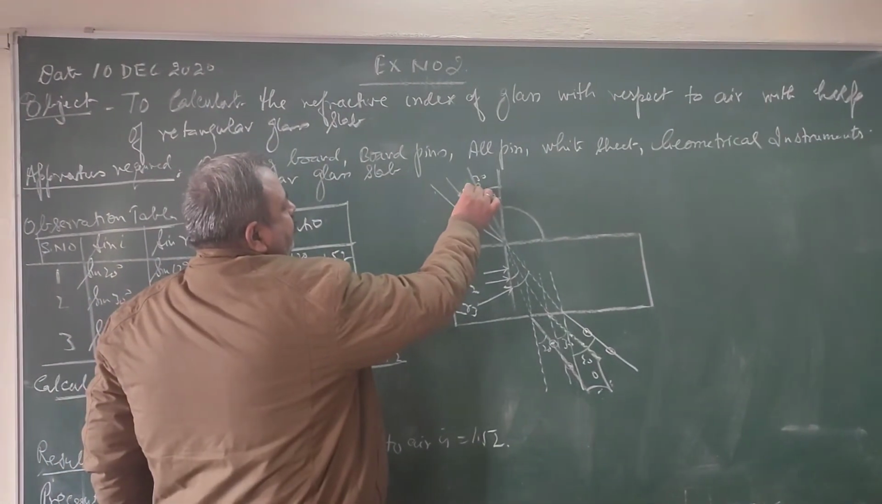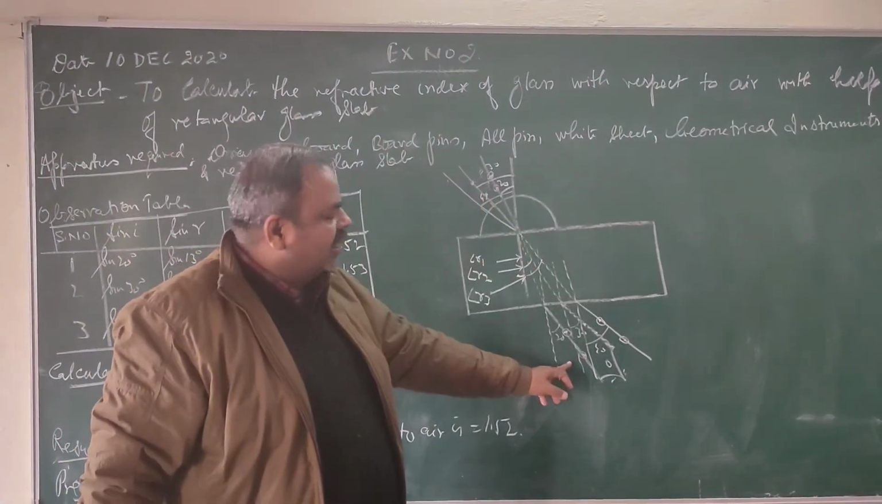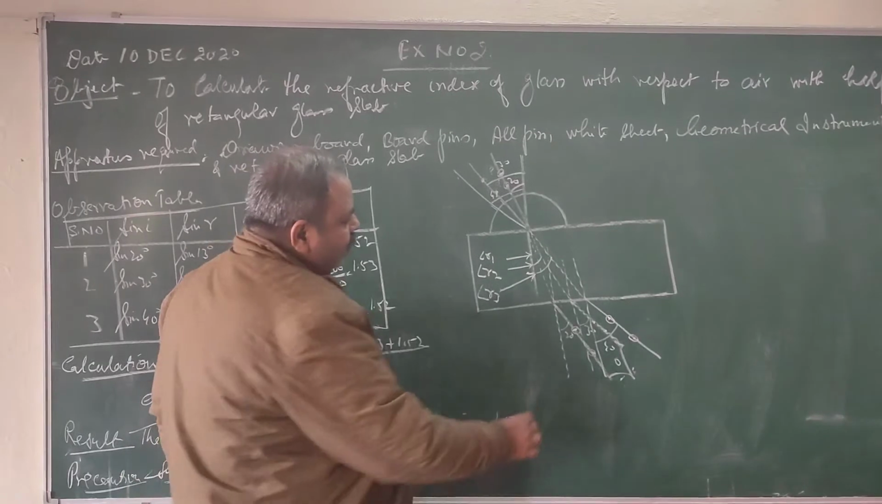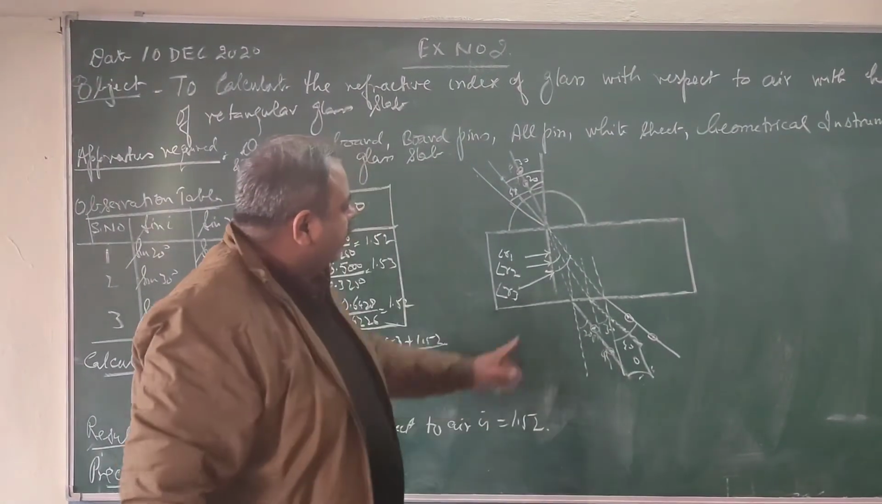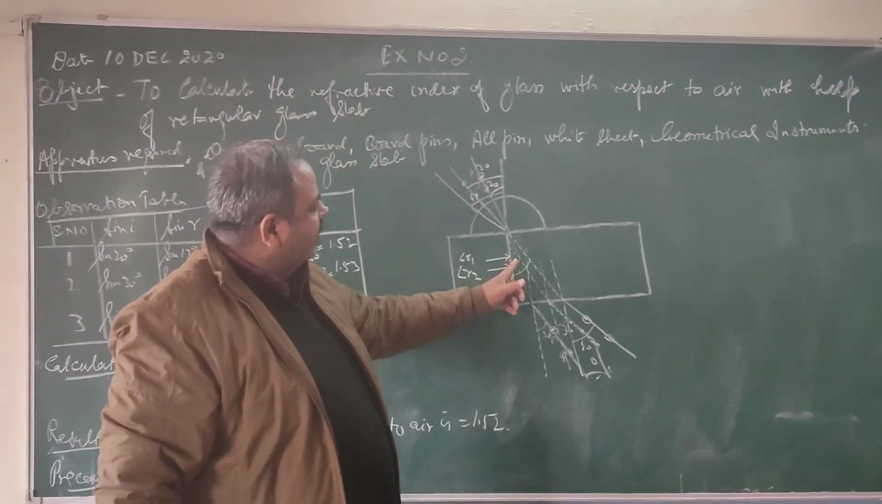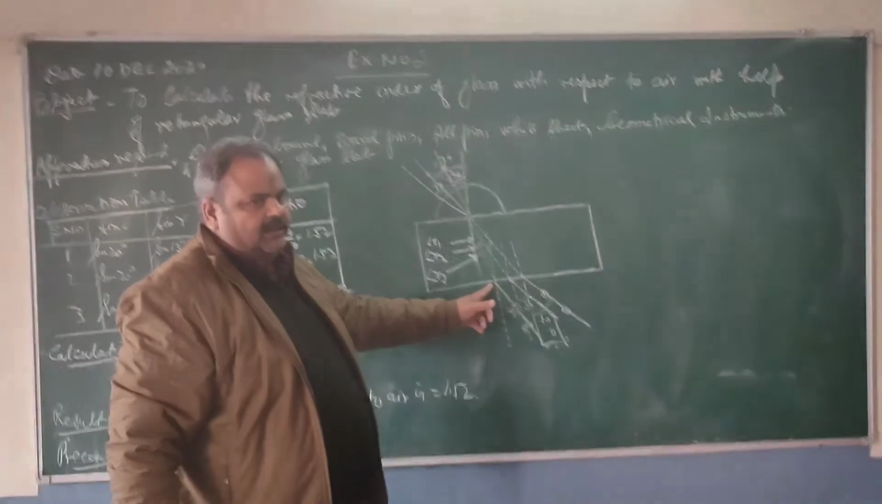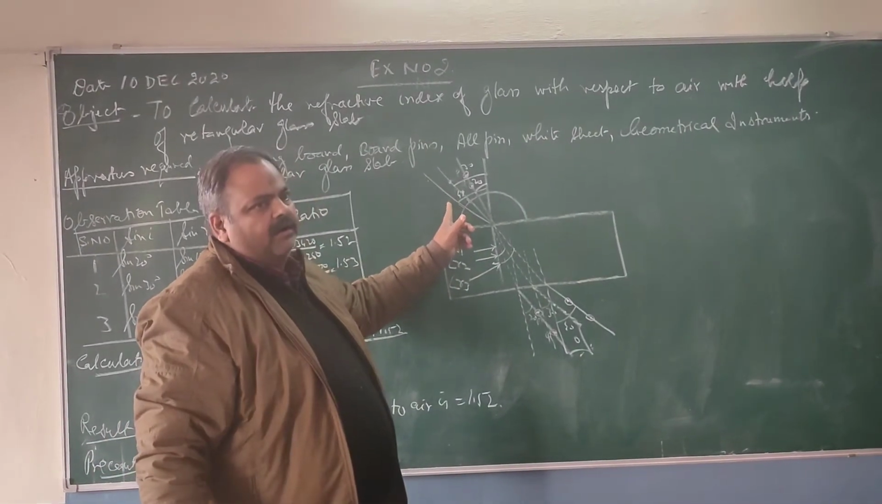These pins P and Q are identical and straight pins. Look through the glass slab for P dash and Q dash, where they appear to be in a straight line. We have joined this, drawn one normal again, and the refracted ray is joined with dotted lines. Similarly, we take the second reading and the third reading.